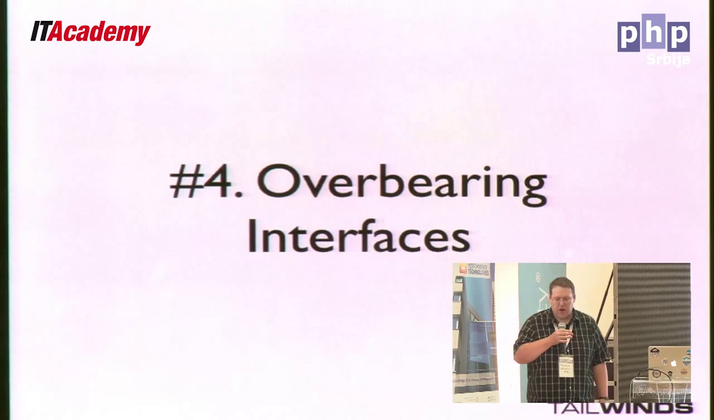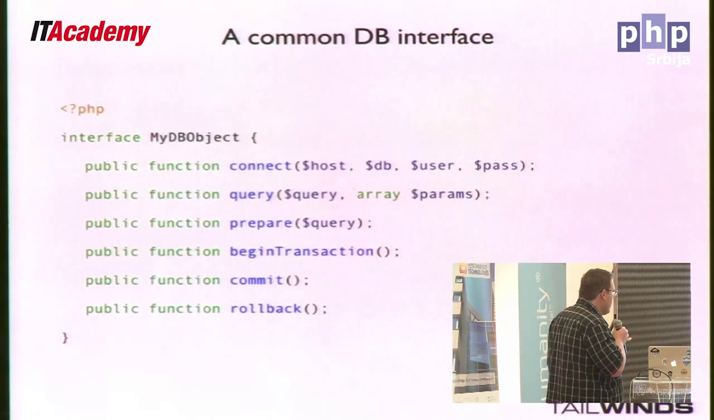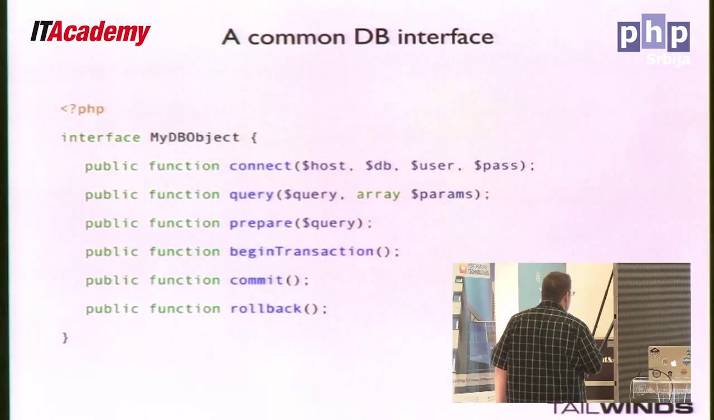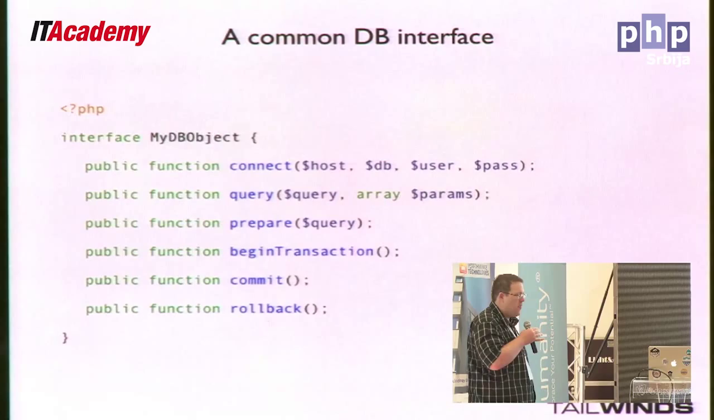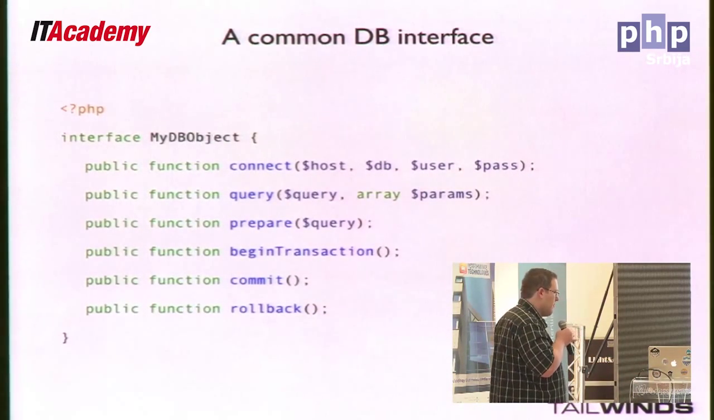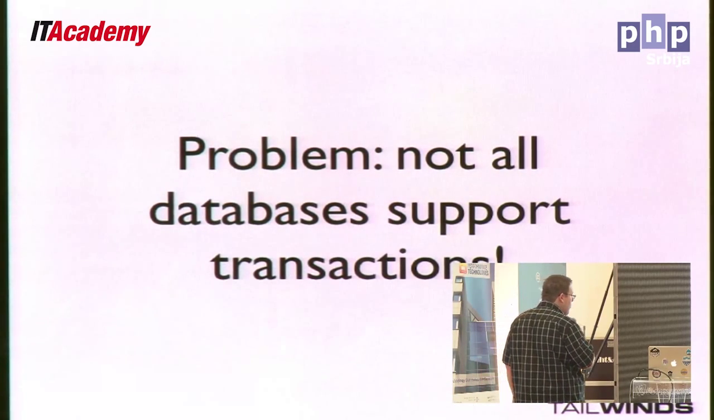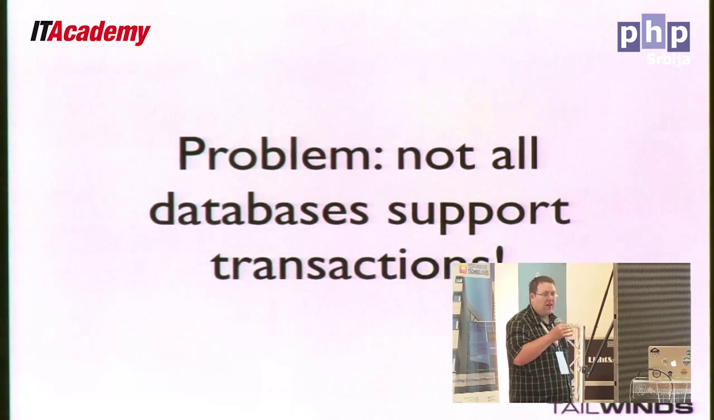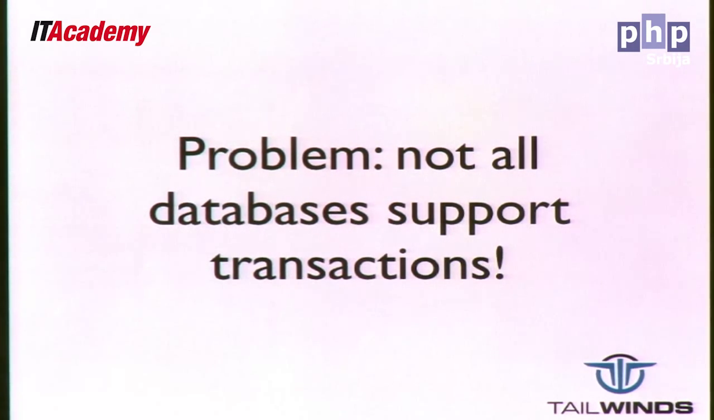Number 4, the overbearing interface. I have a very common database interface here. It has 6 methods. A connect method, a query method, a prepare method, and then the transaction methods that you'd expect on any database object. But there's a problem here because not all databases support transactions. And in fact, a lot of the NoSQL databases don't support them at all. So this would not work at all for that.